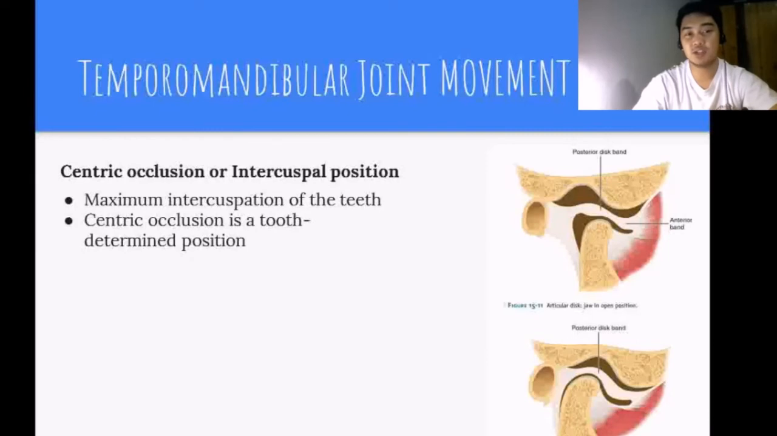The next one is centric occlusion or intercuspal position. In here, always take note that when we say intercuspal, that means the occlusal position of the mandible, in which the cusp of the teeth of both arches fully interpose themselves with the cusp of the teeth of the opposing arch. Centric occlusion refers to a position of maximal, bilateral, balanced contact between the cusp of the maxillary and mandibular arches.